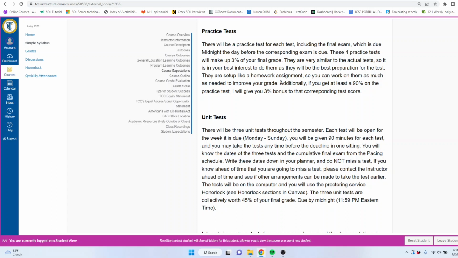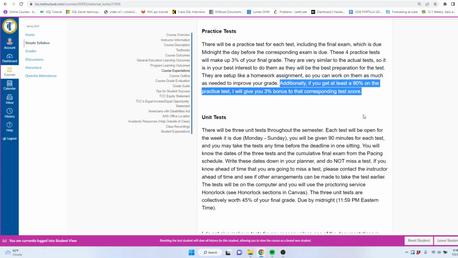One thing that's important, I don't really offer any extra credit, but there is extra credit associated with practice tests. So practice tests are set up like a homework assignment. You can work on problems as much as you need to end up getting them right, getting the grade you want, especially because the practice tests are graded. You do want to do as well as you can on them as possible.